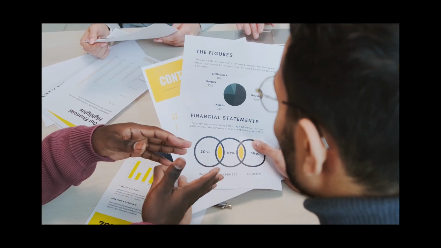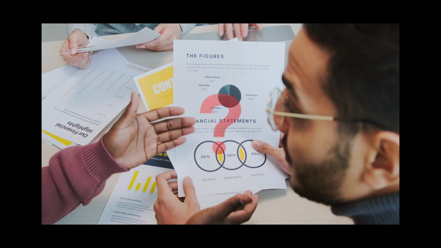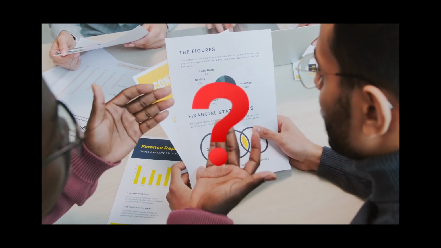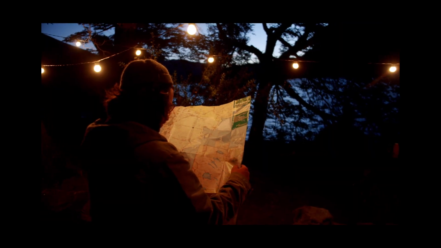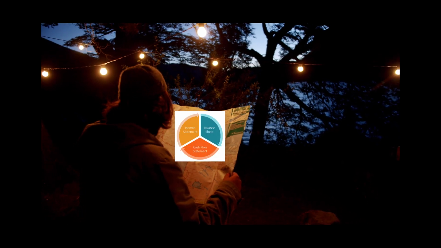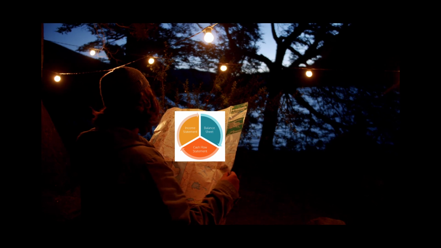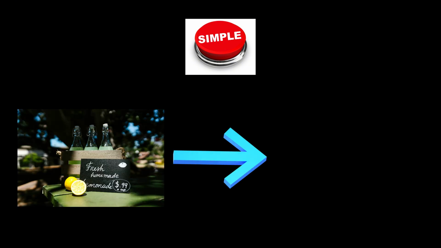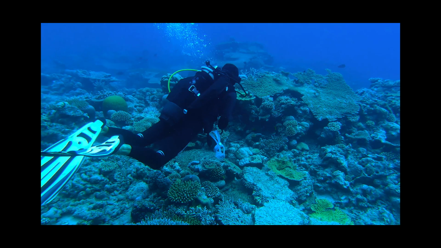If you've ever heard of financial statements but aren't sure what they are or why they matter, you're in the right place. In today's video, I'll give you a beginner-friendly breakdown of the three main financial statements: the balance sheet, the income statement, and the cash flow statement. And to make it super simple, we'll use a classic example of a lemonade stand to show you how these statements work together. Let's dive in.